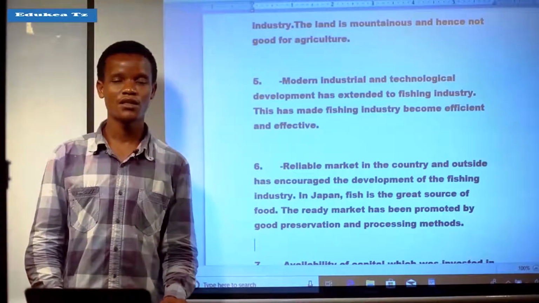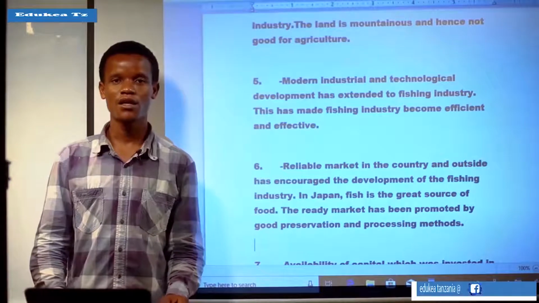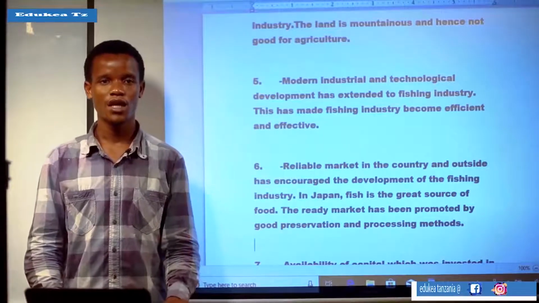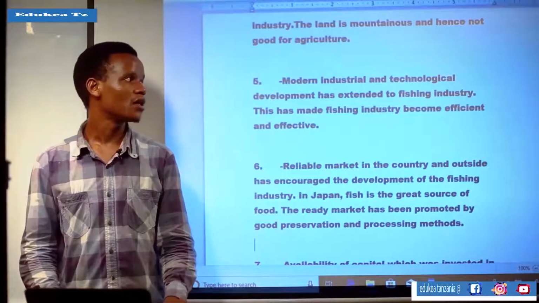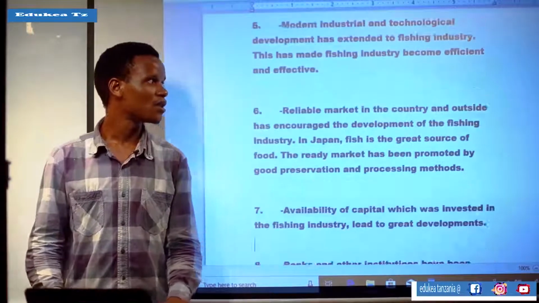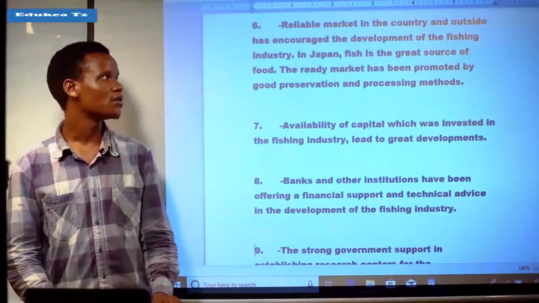As we see, technology is everything for development. And Japan is among the countries that are most developed economically. So that is another reason that contributed to the development of fishing in Japan.